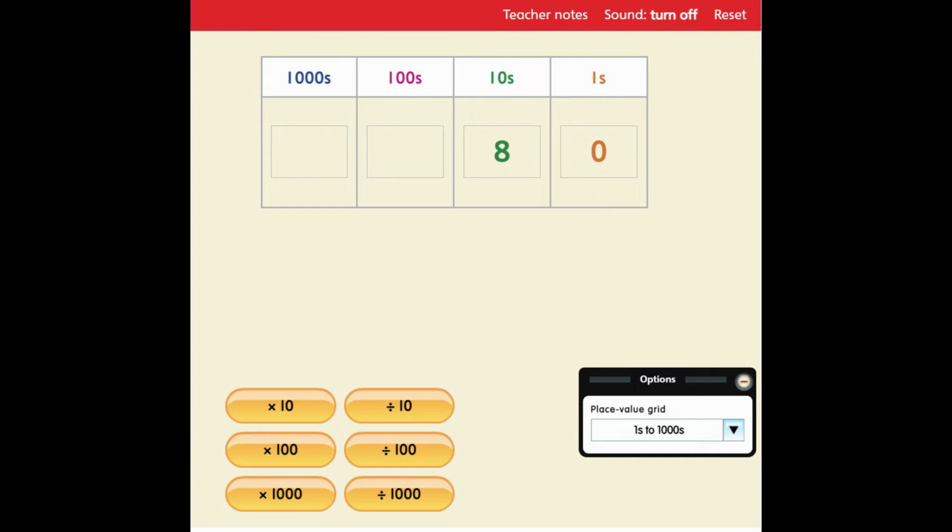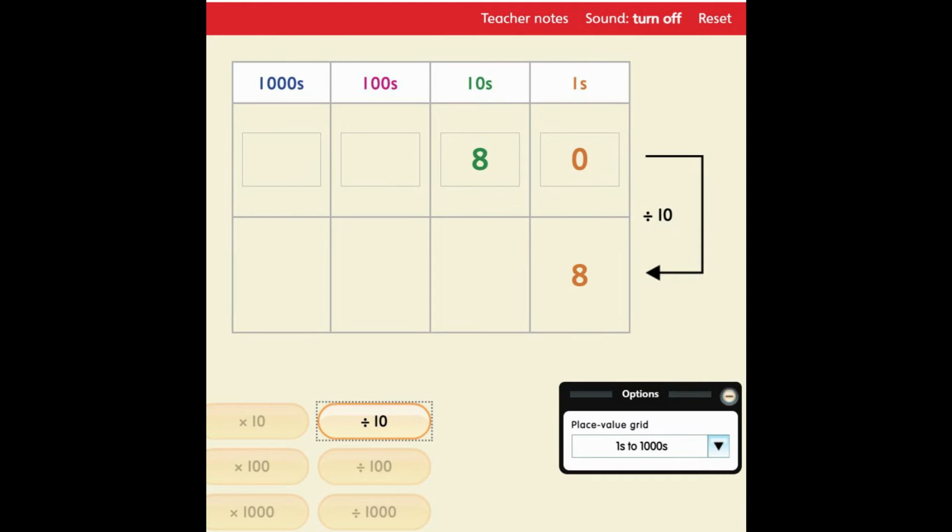Now we're going to be looking at dividing by 10. This is as straightforward a process as multiplying by 10. This time though, instead of all of the numbers moving one column to the left, they will move one column to the right. So 80 divided by 10 will be 8. The 8 moves one column to the right, as does our 0.